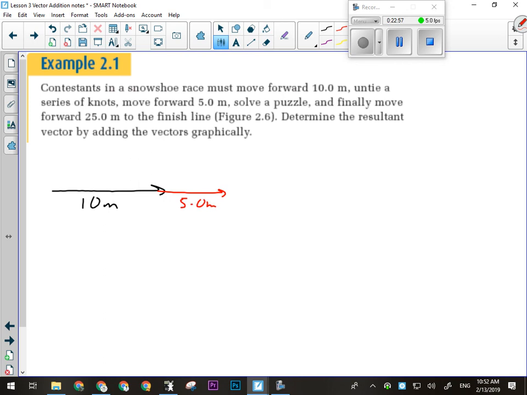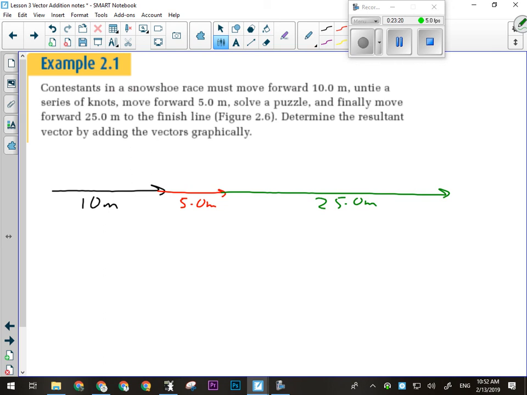Am I representing the magnitudes okay? That line's about half as long as the first one. Then they go forward 25 meters to the finish line, and that's about 2.5 times as long as the first one, something like that. Again, I don't need to actually measure it. As long as my scale is approximate, I'm good.